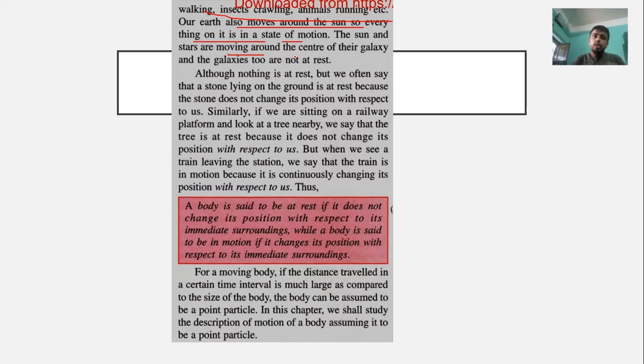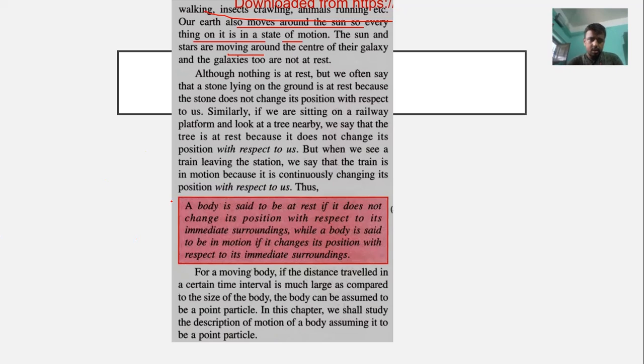So the perspective depends on what you are. If you are sitting, you can see that it is at rest. But when you are traveling in a train, it will appear to you that they are moving in a backward direction. Okay, it only depends upon with respect to what you are considering it.